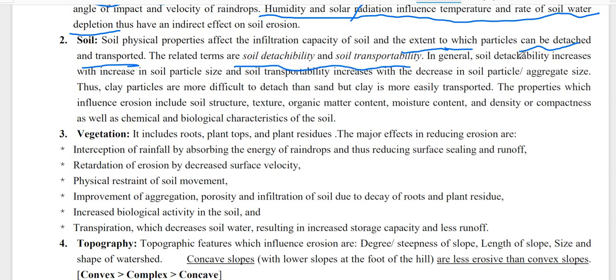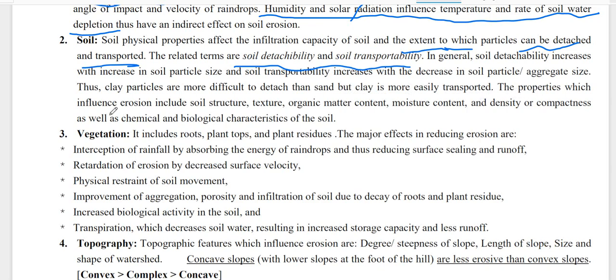In general, soil detachability increases with increase in soil particle size. If soil particle size increases, then soil detachability will increase, and soil transportability will increase with decrease in soil particle size. It is quite obvious. Thus, clay particles are more difficult to detach than sand, but clay is more easily transportable because its weight is light.